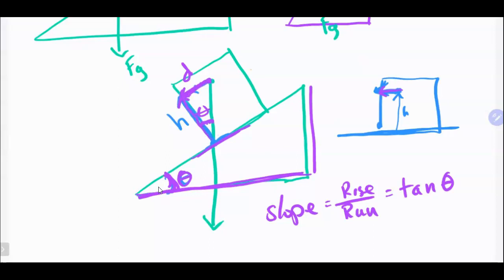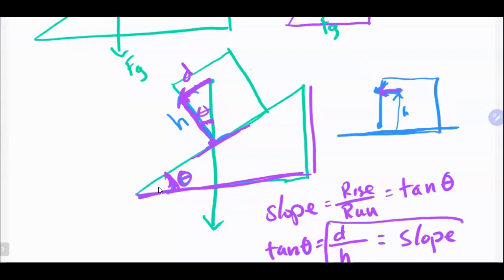Using this similar triangle, I can say tangent theta is equal to distance of the center of mass from the lower edge of the object divided by the height of the center of mass from the base of the object. In that case, I can then define the slope, or the tangent of the slope angle, as the distance over the height.